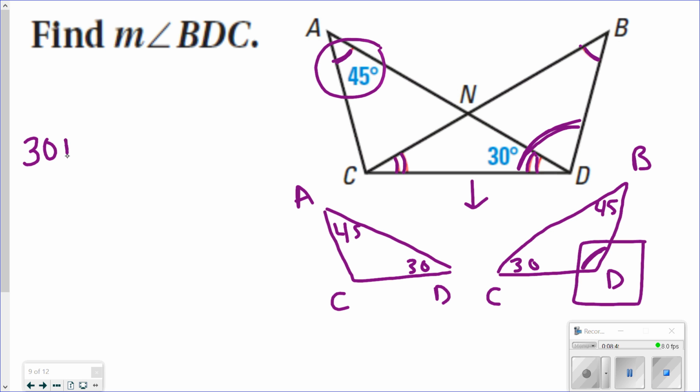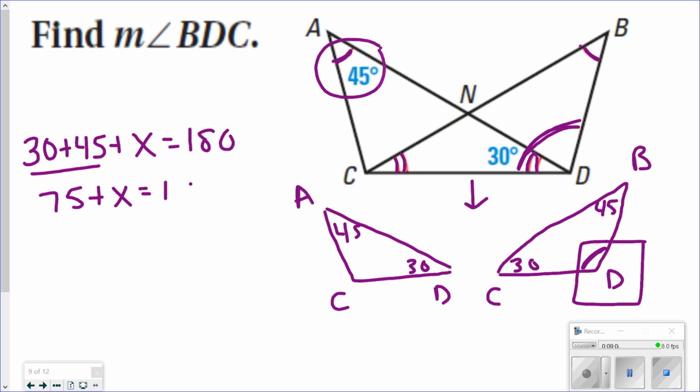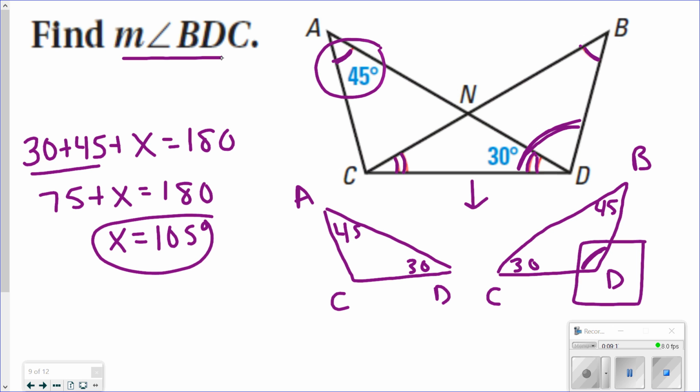30 plus 45 plus, we'll call this x because that's the angle I'm looking for, is equal to 180. So we will add this up. So 75 plus x is equal to 180, which means x is equal to 105 degrees. So our measure here is equal to 105 degrees.